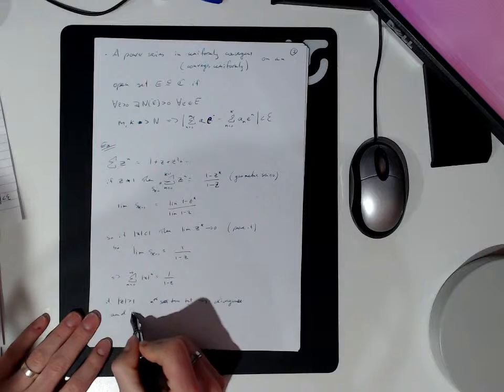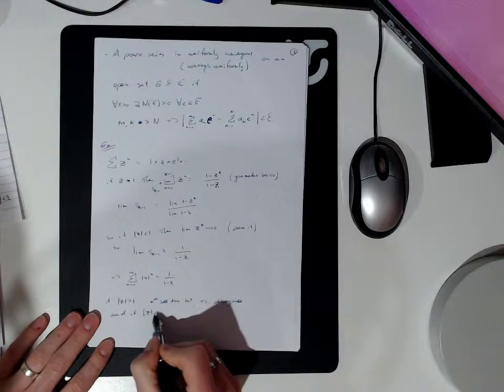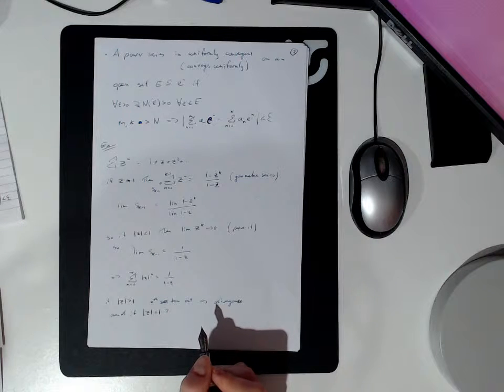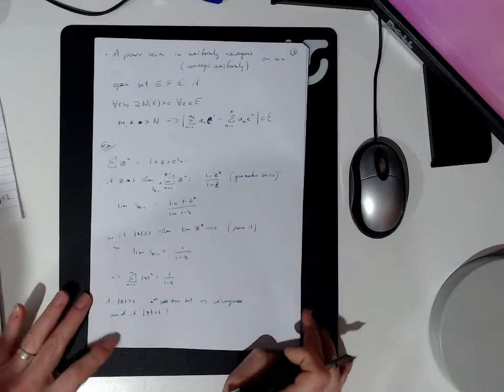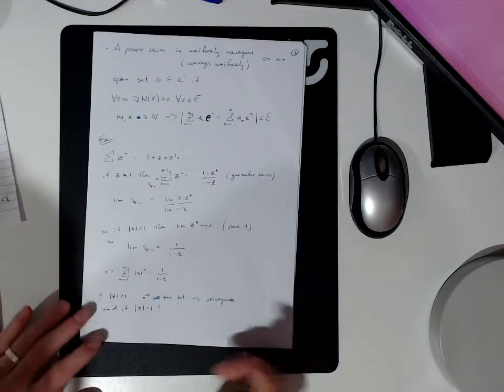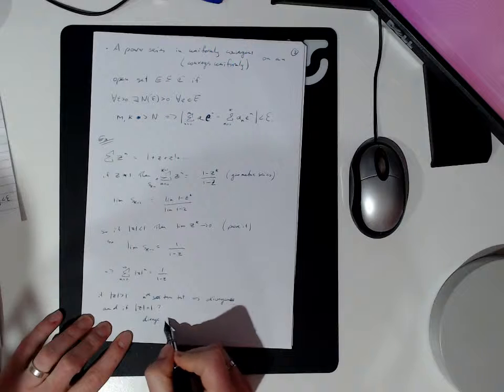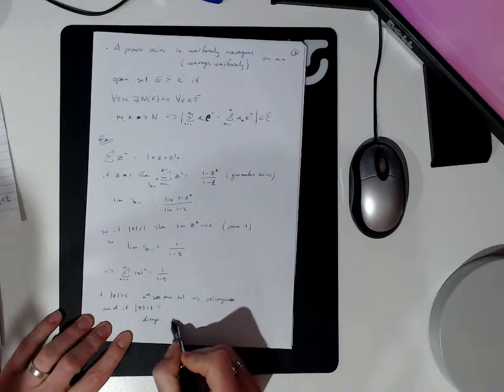And if the modulus of z equals 1, you should have a think about it. My claim is that this will diverge. But you should try and prove that.